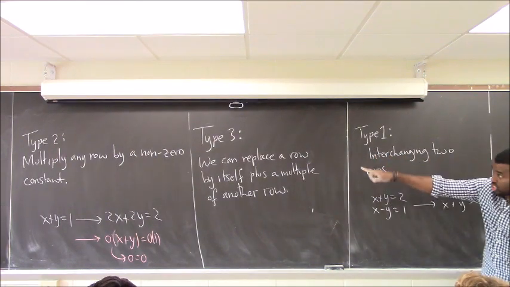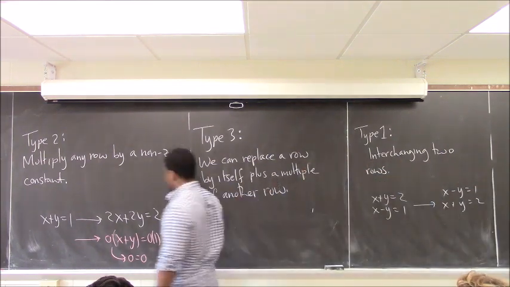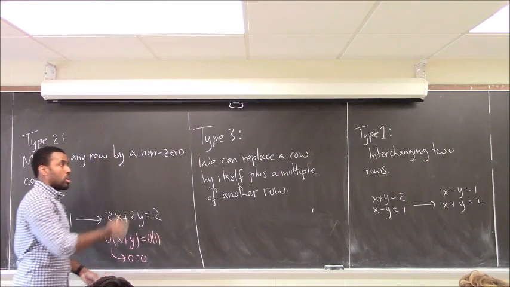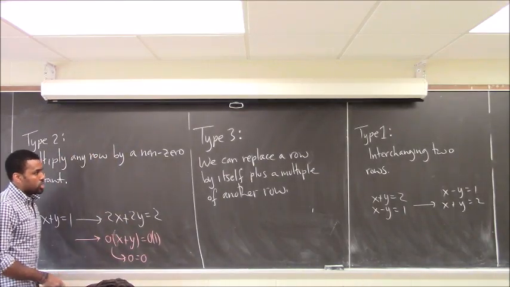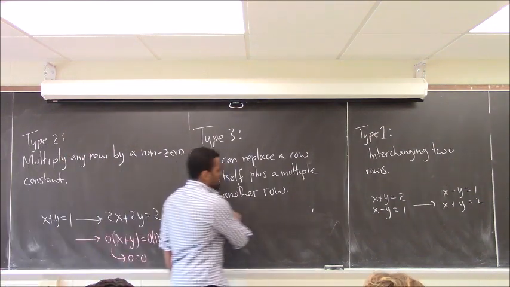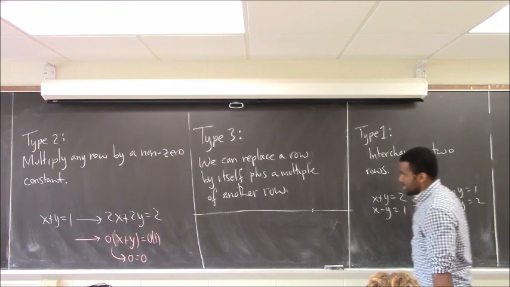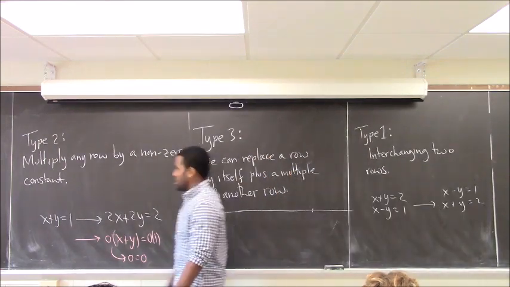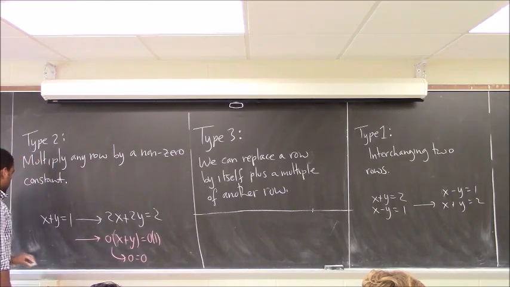But these things, swapping rows, multiplying a row by a non-zero constant, or adding a multiple of a row to another row, these are all legal. They will not change the answers to the system. These are called the row operations. And so the idea is the following. Jeez, today was all definition. The idea is the following.